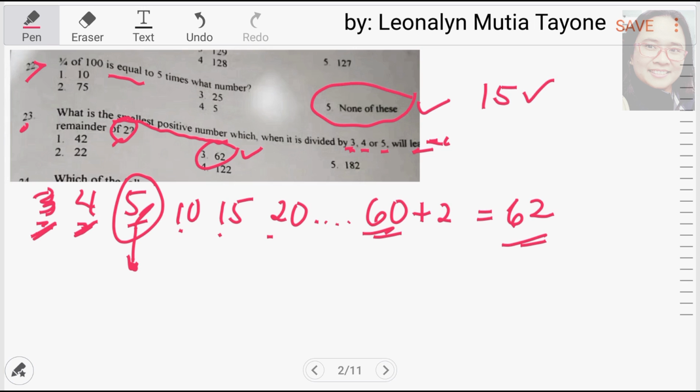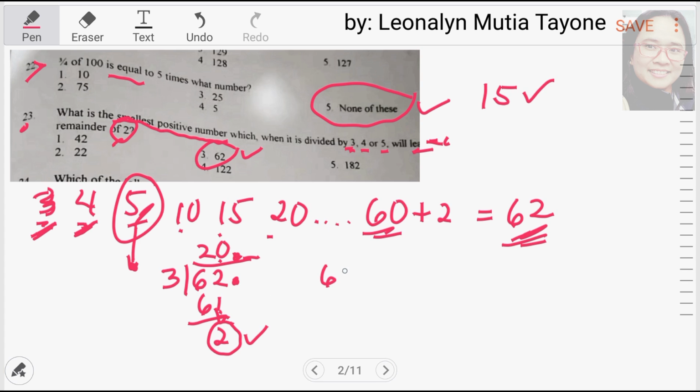Para makasiguro lang na tama tayo, i-double check natin yung 62 na yan. 62 divided by 3. And this is 2, 6, tapos bring down mo si 2. And then, 2 divided by 3, hindi naman siya hihigit dyan. So, ito na yung decimal, 20. Ito na yung remainder niya, 2, correct. Next, itong si 4.